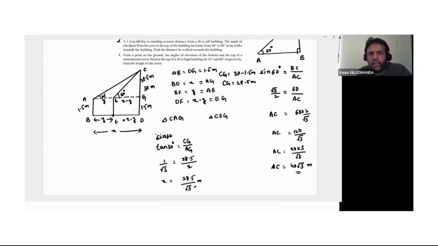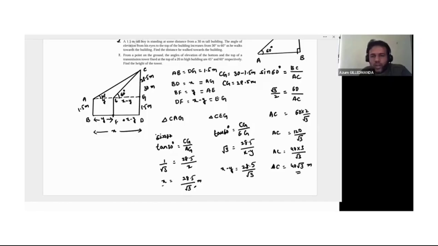Now, from this triangle, can I say what is this tan 60? Tan 60 is same, opposite is CG by adjacent is EG. So what is this value? 28.5 by EG. What is EG? X minus Y. So what is tan 60? Root 3. So what is X minus Y? X minus Y is also 28.5 by root 3. I know X. I know X minus Y. So I can substitute X value into that, right? So this is X minus Y.